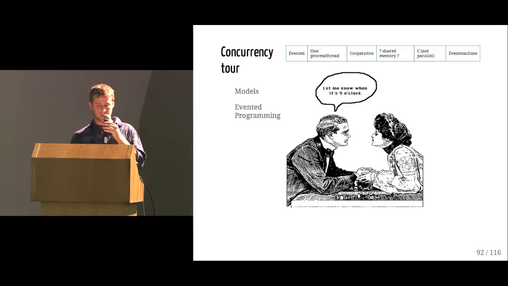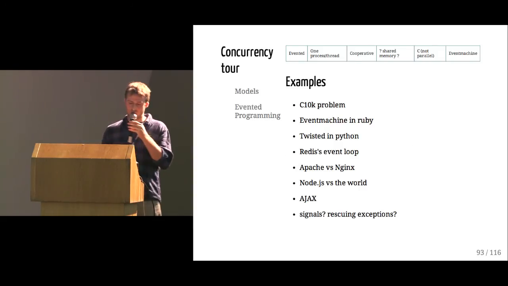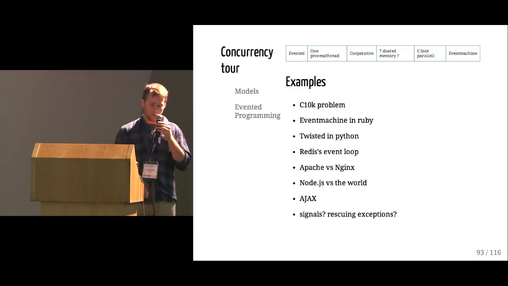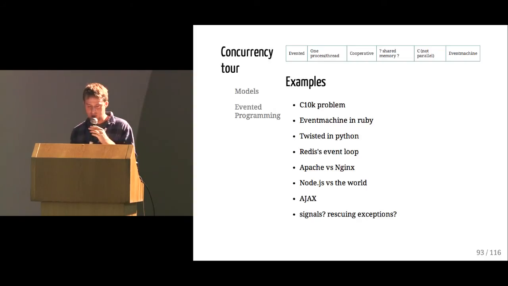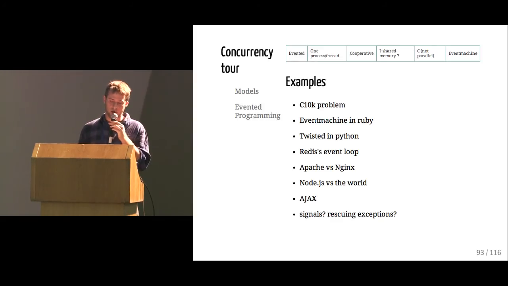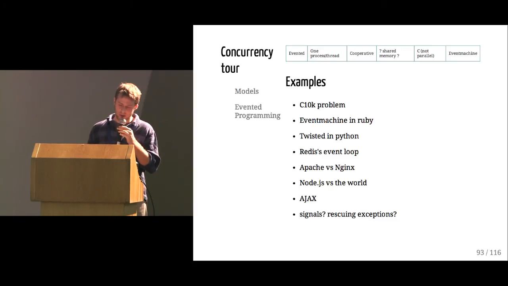We only have one instance of this thing running. I'm sure you guys know about all these things, but evented programming has in recent years gotten a lot of popularity. The whole C10K problem, 10,000 concurrent connections, how do we solve that? It uses evented IO and the evented programming model.